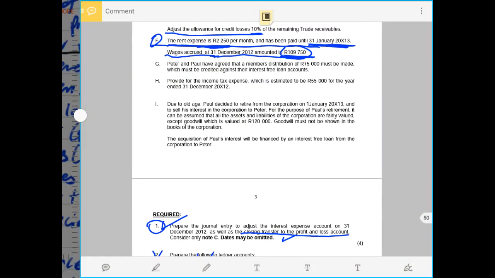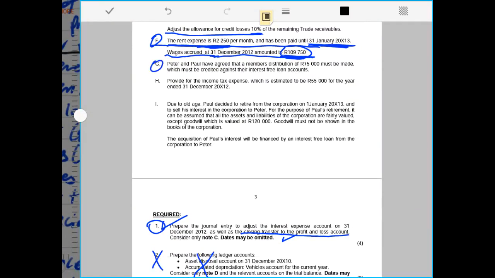Then we go to the next part, which is adjustment number G. Peter and Paul have agreed that a member's distribution of 75,000 must be made, which must be credited. Take note of this: credited against their interest-free loan account. That will be a statement of changes in equity.